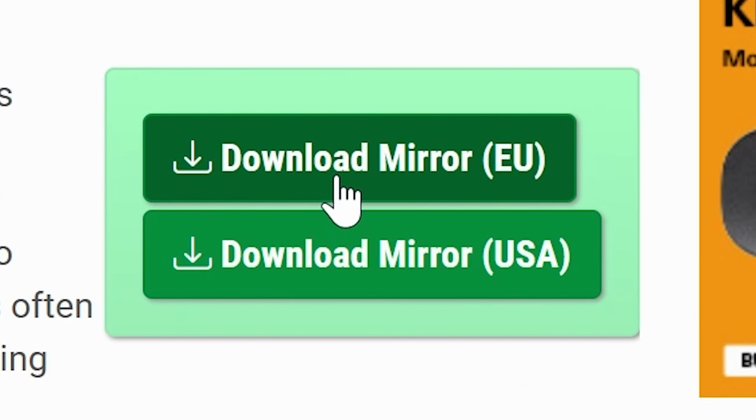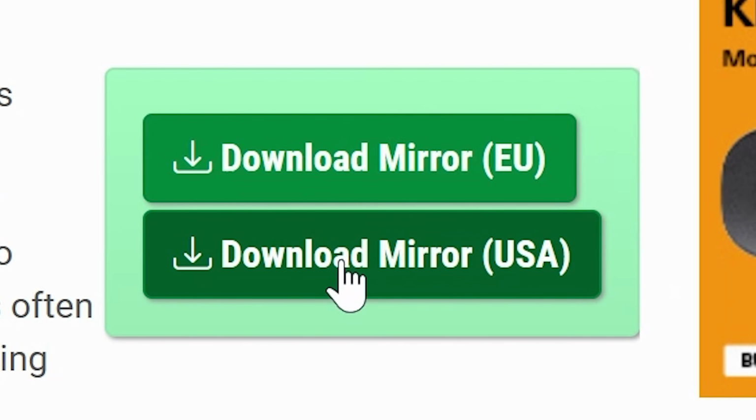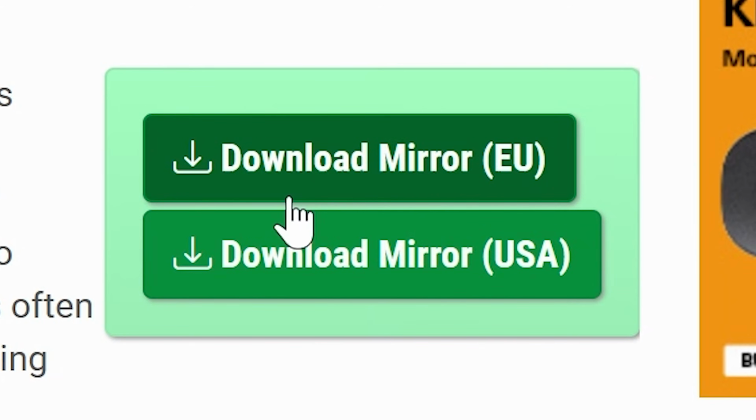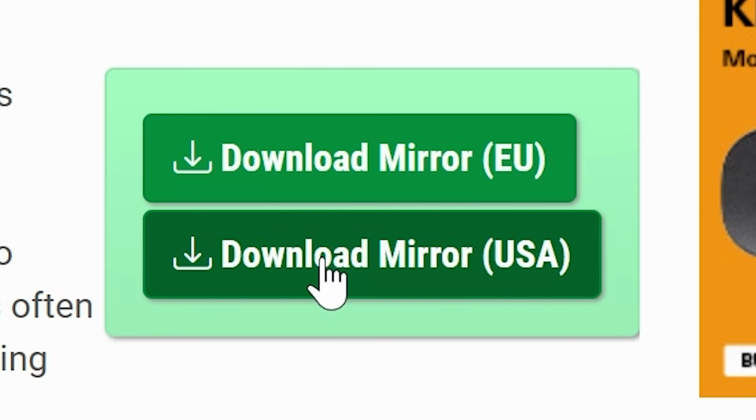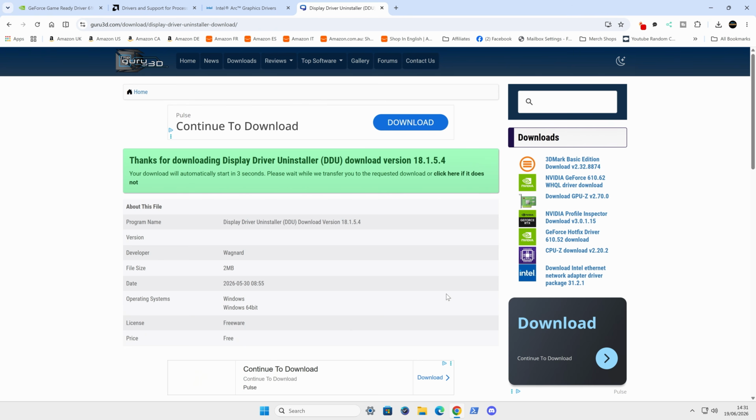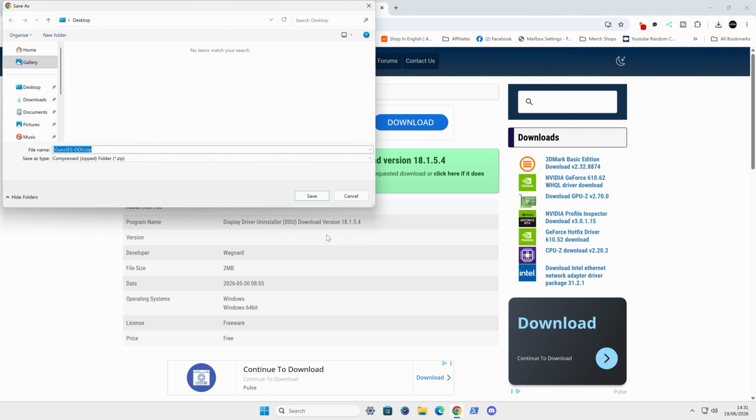It doesn't really make a difference. If you're in the EU area, download that, it might be faster. If you're in the USA, download that one, that might be faster. It doesn't matter which country you're in, you can download from either. It's absolutely fine. I'm in the EU region, so I'm going to download the USA one. Why not? Just click on there and you'll get a pop-up.